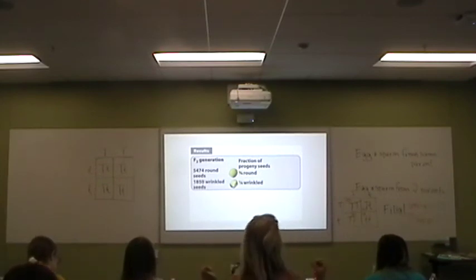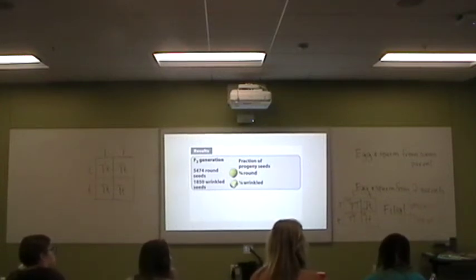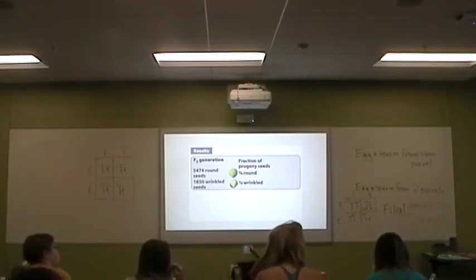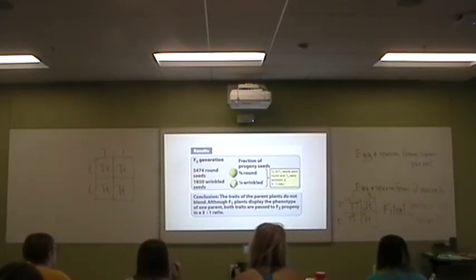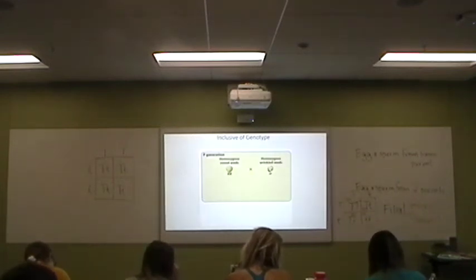So he counted in the F2 generation 5,474 round seeds and 1,850 wrinkled seeds. How many people want Mendel's job? He counted tens of thousands of seeds probably every growing season. That sounds horrifying. And so this is his outcome, right? And you take those and you put them into a proportion or ratio, about 3 to 1 round to wrinkled. Okay. And so he concluded that this follows the law of segregation, and we can show that with our work.